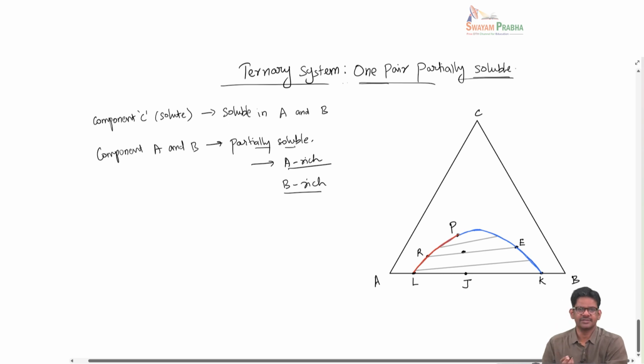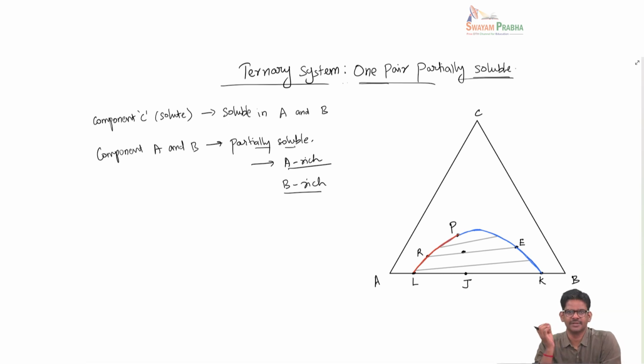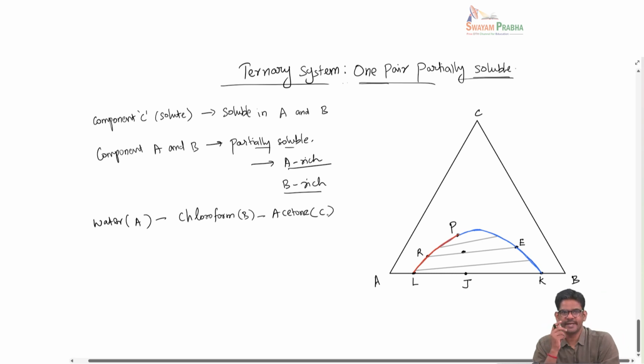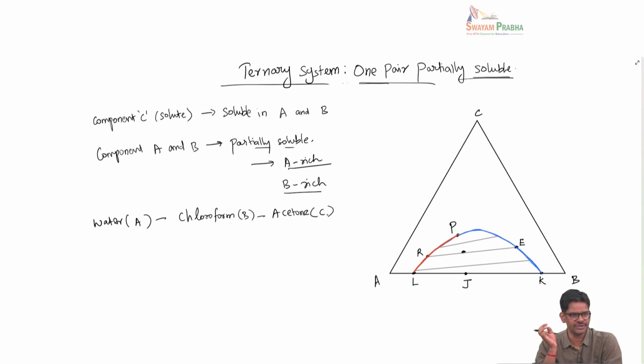Now we could ask, are there some experimental systems that show this kind of behavior? I can give a few examples. So if you consider water, chloroform, and acetone. So this is one example where acetone is soluble in water and chloroform separately at all proportions. However, water and chloroform, they are partially miscible to each other.